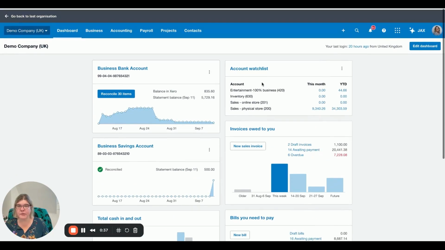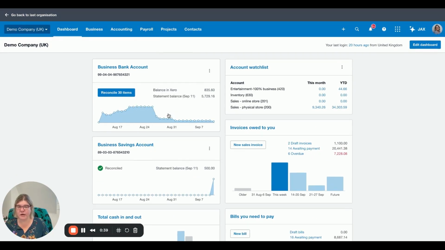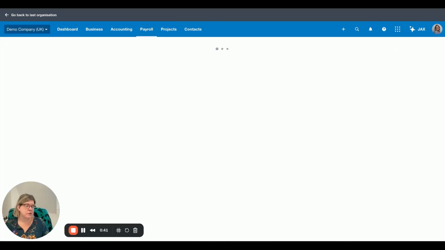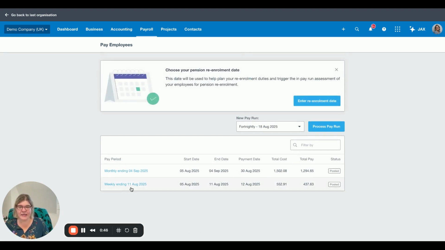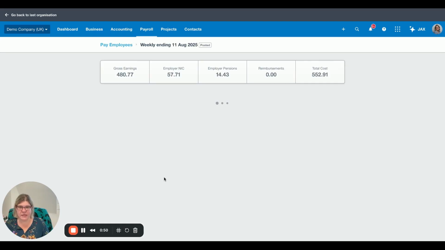So this is the demo company. We have the payroll in here set up for a chap called Jack. Jack is not somebody that we know and he's not real, so we don't need to worry about that. And you can see that we're going to look at the weekly one for Jack. So for the week ended the 11th of August, here's Jack.